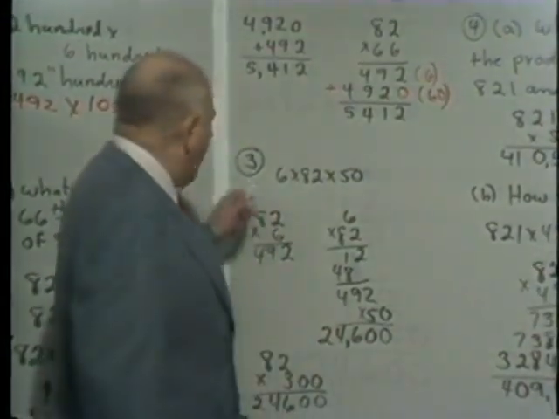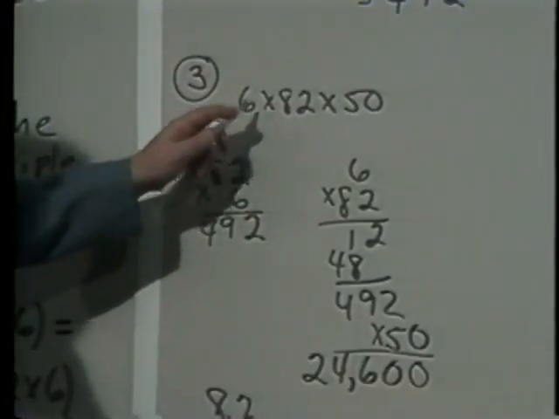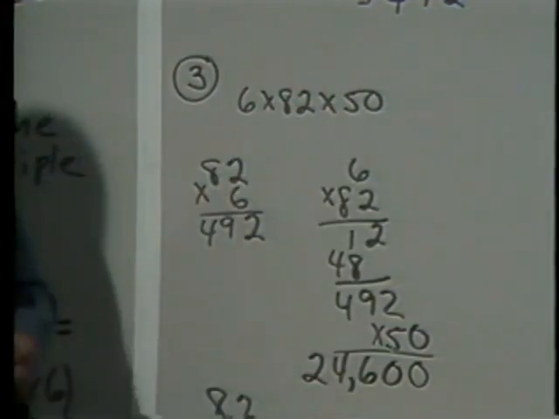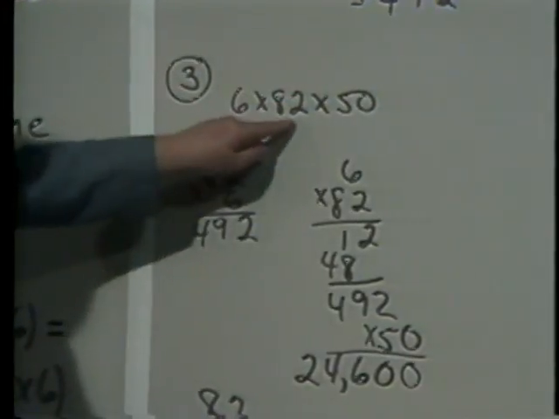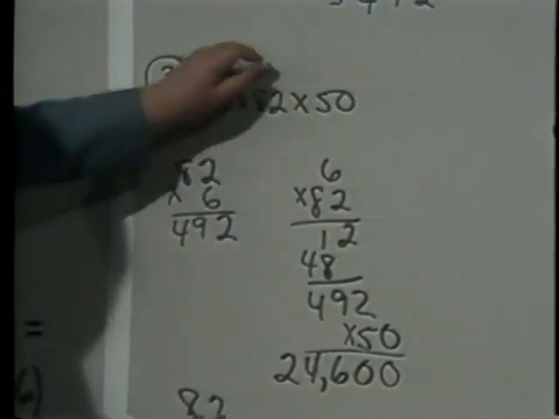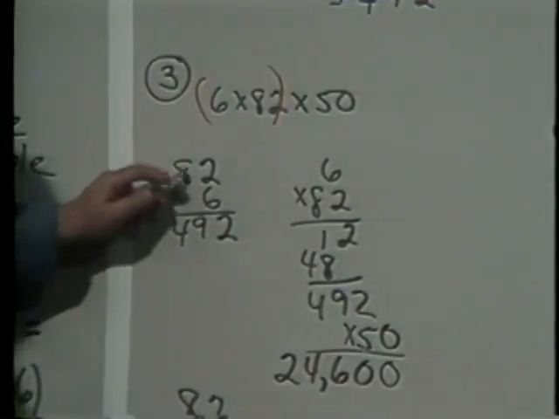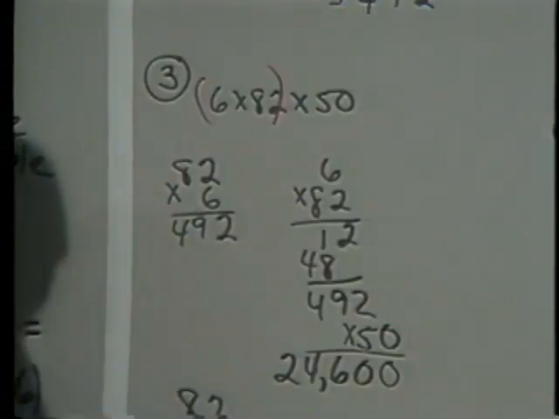You see, problem number 3 asks us to multiply or to find the product of 6 times 82 times 50. Now, one way of doing this problem is in the order of appearance. You see, we can first do what? Multiply the 6 by the 82. Well, we just did that in the previous problem. 82 times 6 is 492.